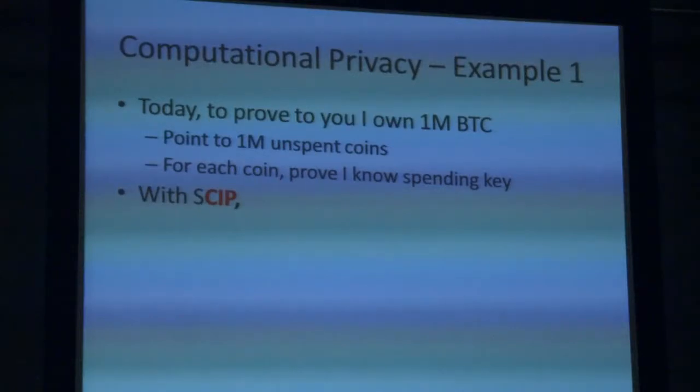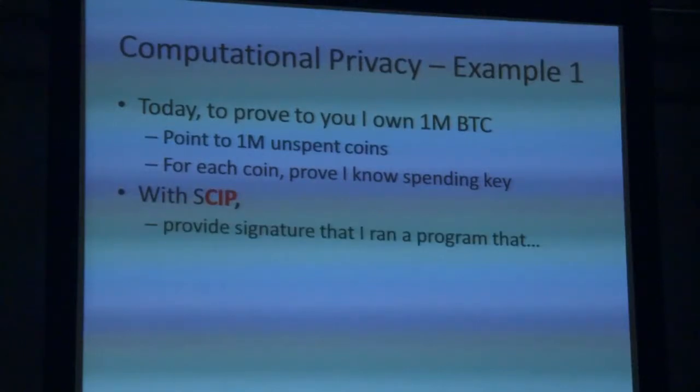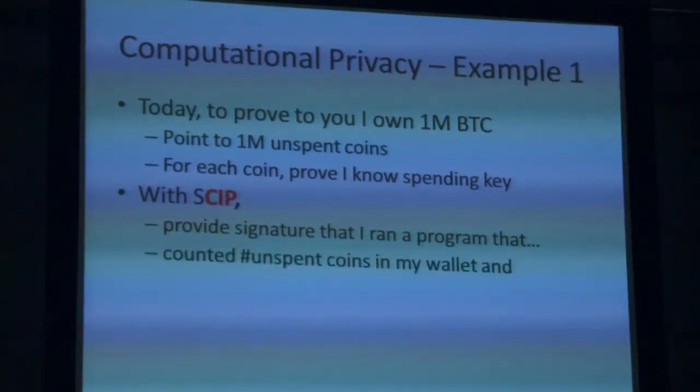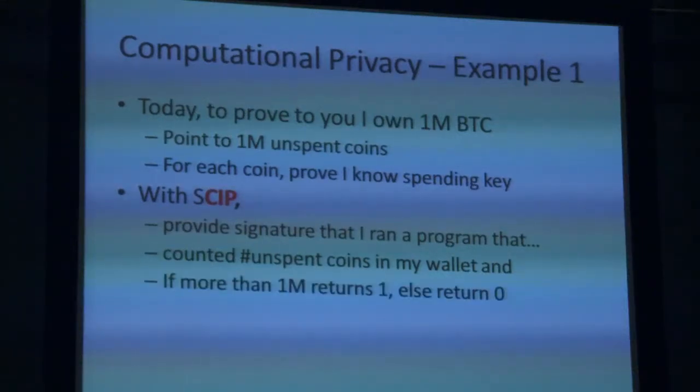Well, if you have succinct computational integrity and privacy, here's an alternative solution. To prove that I have 1 million bitcoins right now, I provide you with a signature that I ran a program. And this program is a very simple one. It went to my wallet, counted the number of unspent coins I had there, verified that they are unspent, and summed everything up. If the number I get is greater than 1 million, I return to you a bit which is 1. Otherwise, I return to you a bit that is 0.